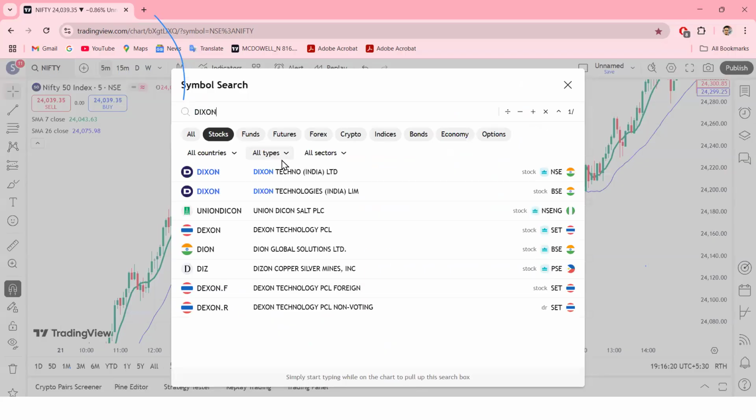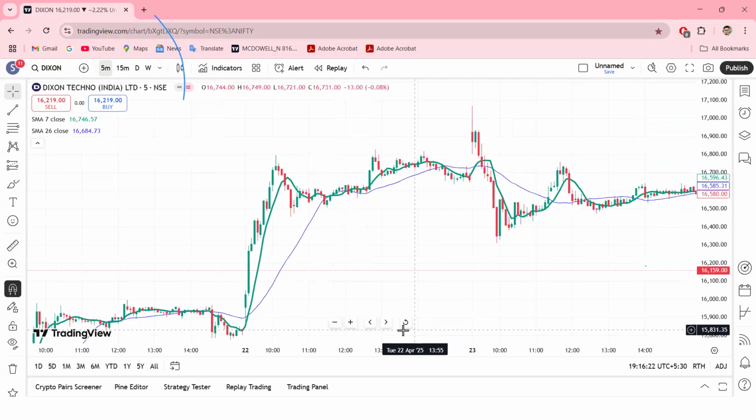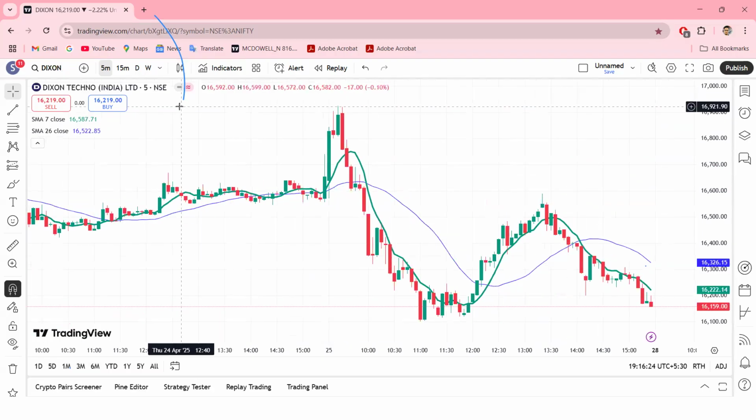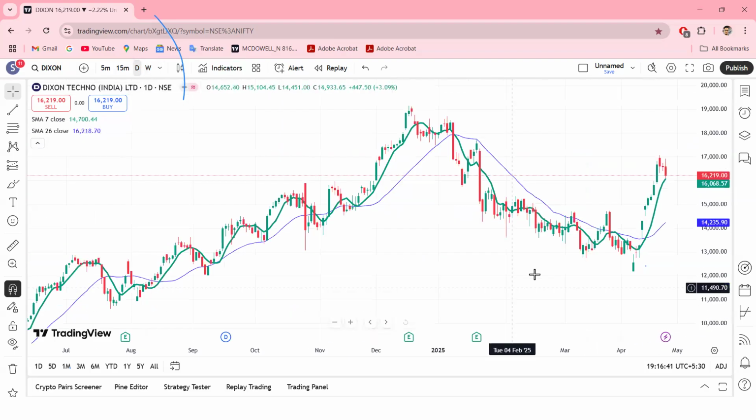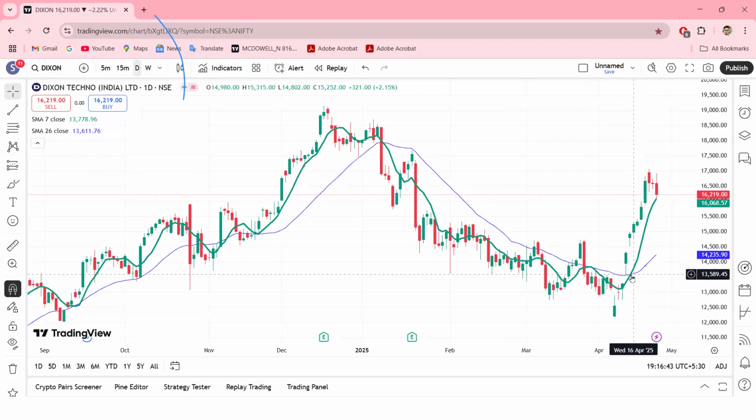If someone is saying Dixon Technology, for an investor, choose the daily time frame, and for a long-term investor, choose the weekly time frame. See, on the weekly time frame, your green line is still below the blue line. It is not crossing the blue line. And on the daily chart, it has crossed the blue line. So at this point, you can buy.